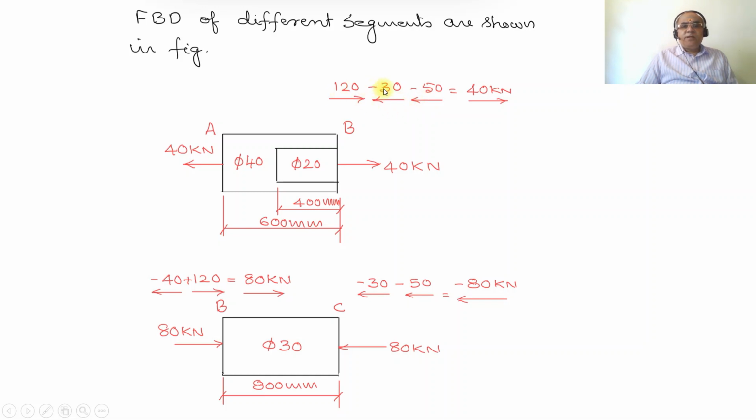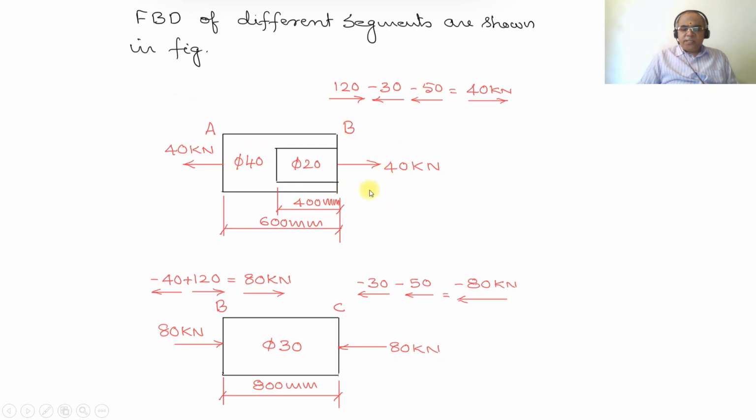So if you take 120 minus 30 minus 50, that is 120 minus 80, which is equal to 40 kilonewton. Since it is a positive value, it is acting towards the right side. That is the reason why we have taken this 40 kilonewton acting towards the right side. So this is the equilibrium for this particular bar.